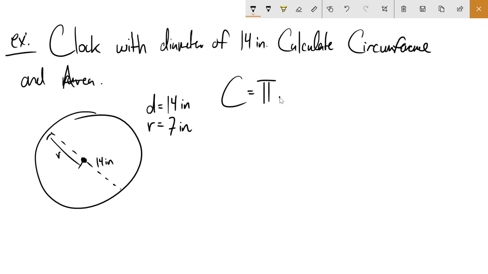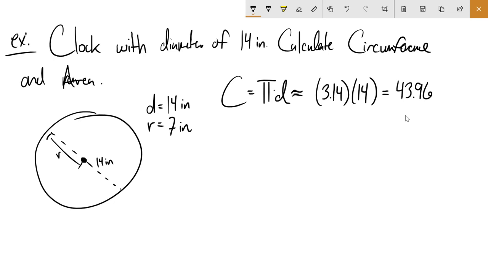So the circumference is pi times the diameter. Then for pi, we typically approximate it, like you guys all say, 3.14. That's true. And technically, actually, we should use an approximate symbol. So for pi, we can use 3.14. Diameter is 14. What does that come out to be? 43.96.